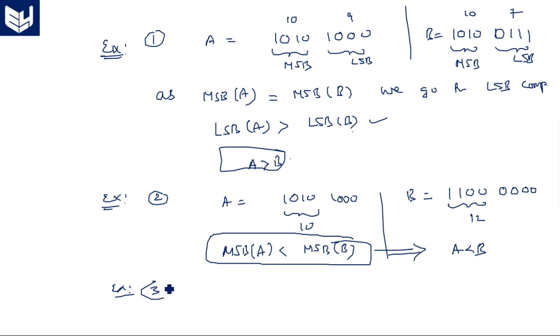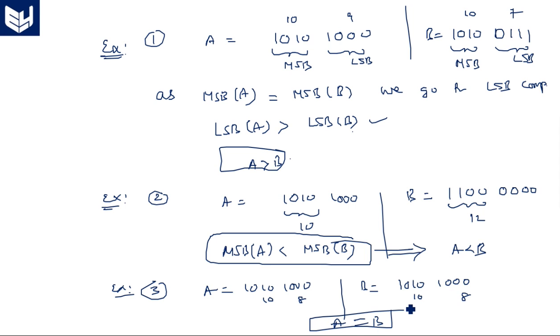Okay, in both the cases, suppose A is equal to 1010 and 1000, and B is equal to the same number 1010 and 1000. This is 10, this is 8, and here also it is 10, it is 8. Here MSB of A is equal to MSB of B and LSB of A is also equal to LSB of B. As MSBs are equal, we go for the comparison of LSBs and LSBs are also equal, then we can directly declare that it is A equal to B. Okay. Now, what we have to understand here is that when we compare first MSBs, the answer is completely declared from MSB only. If MSBs are equal, then we should go for the comparison of LSBs.